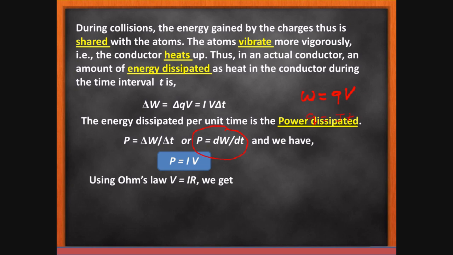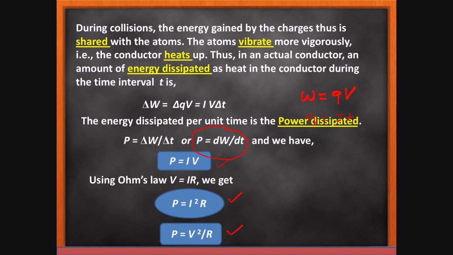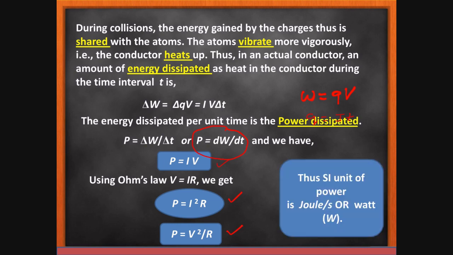If we apply Ohm's law, we can get different expressions for power. P is equal to I square R. P is equal to V square by R. So these are three relations for power: P is equal to I into V, P is equal to I square R, and P is equal to V square by R. The SI unit of power is joule per second or watt.